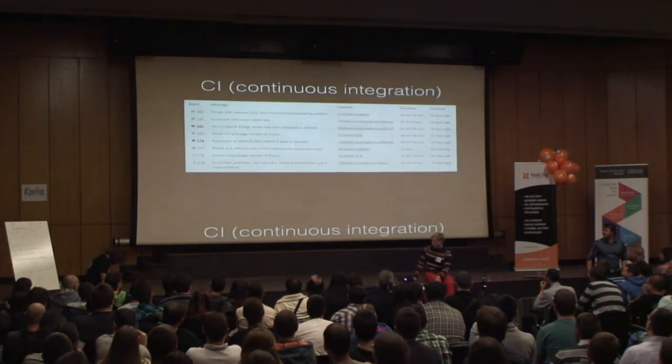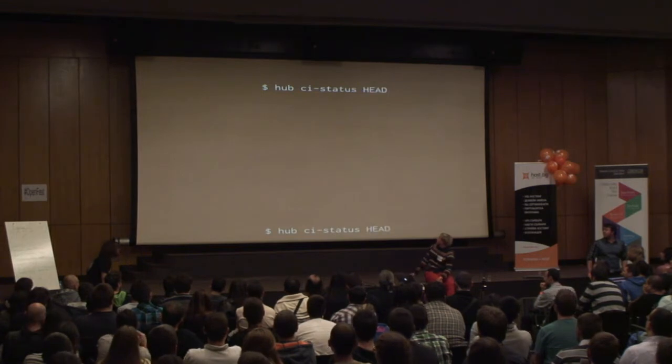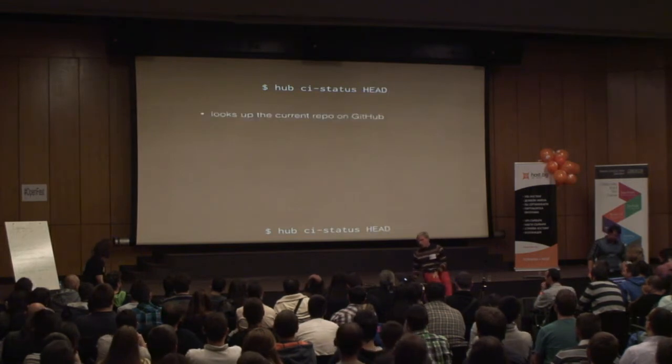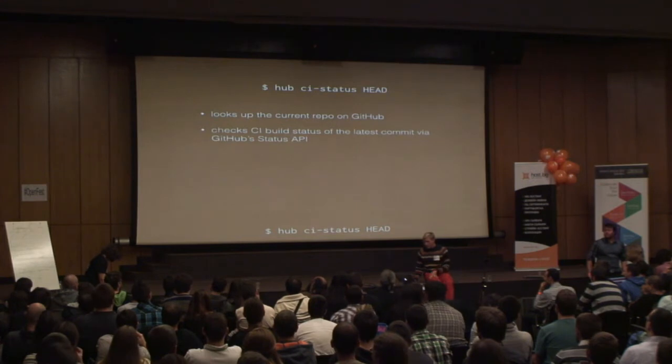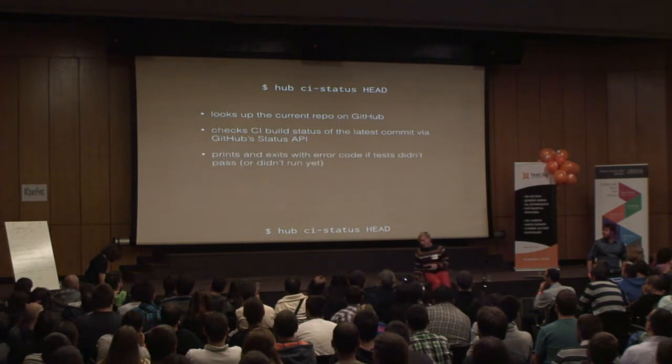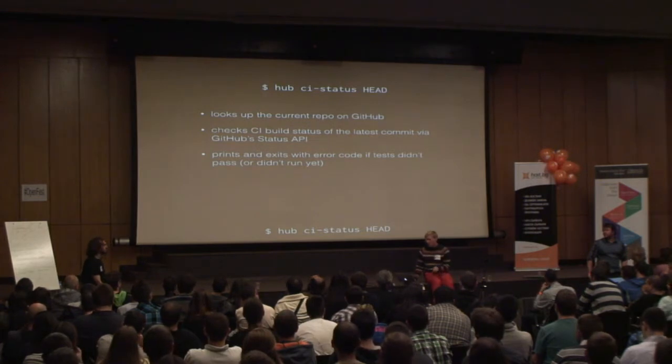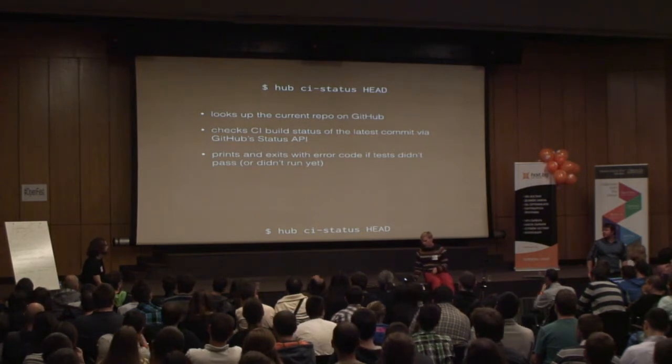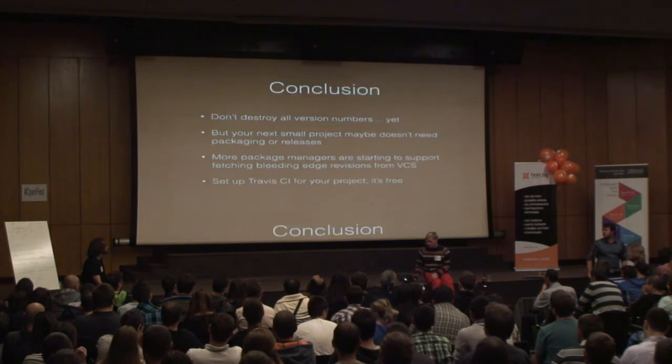All right, we're back, right? So what does this command do? It looks up the status of the latest commit, prints it, and exits with an error code if the tests didn't pass. So you can use it in build scripts and install scripts or whatever to prevent yourself from installing a buggy version of my software. So, of any software.